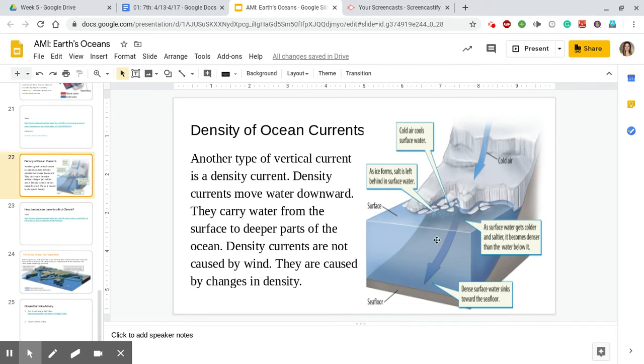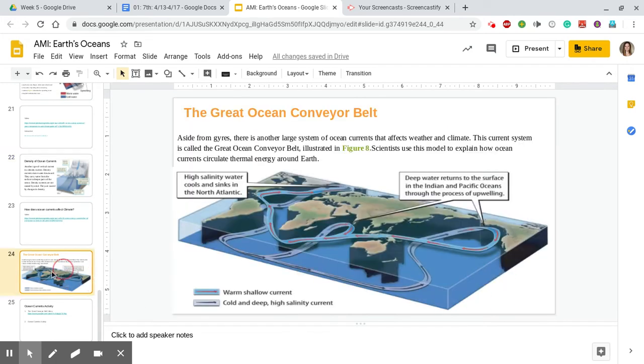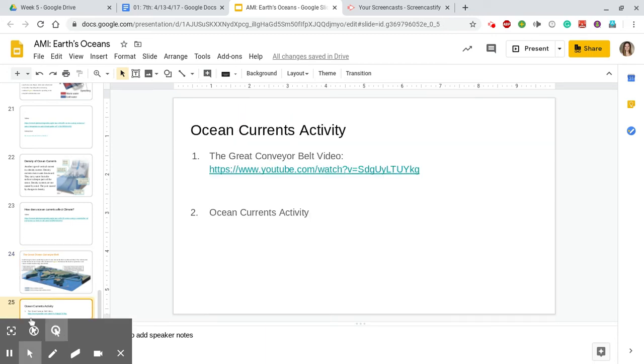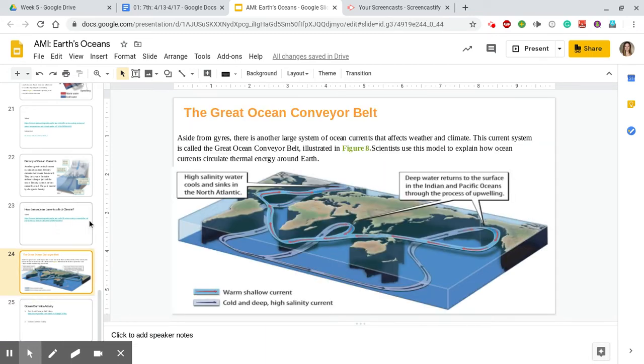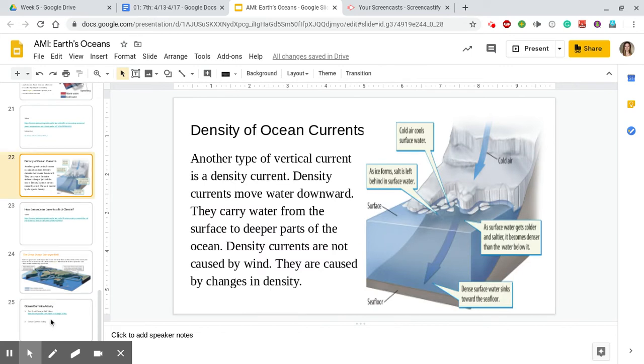Well, if this density current stopped, then the Great Ocean Conveyor Belt would stop as well, thus bringing a halt to the climate system that it brings. So that is the Great Ocean Conveyor Belt and density currents as well as upwelling.